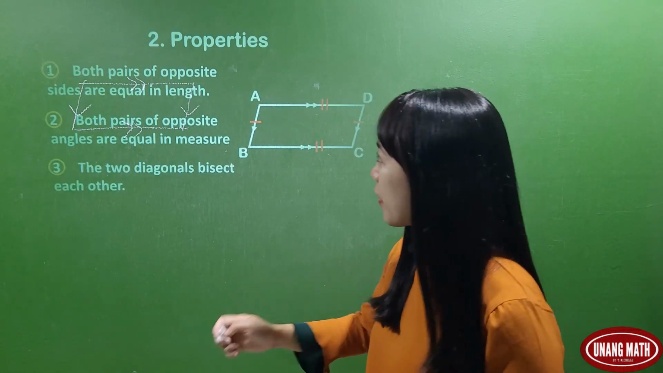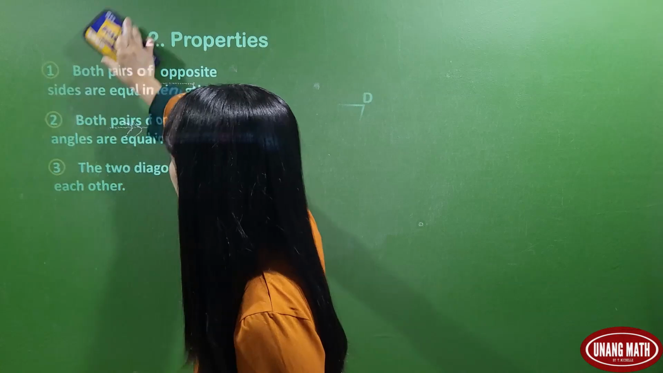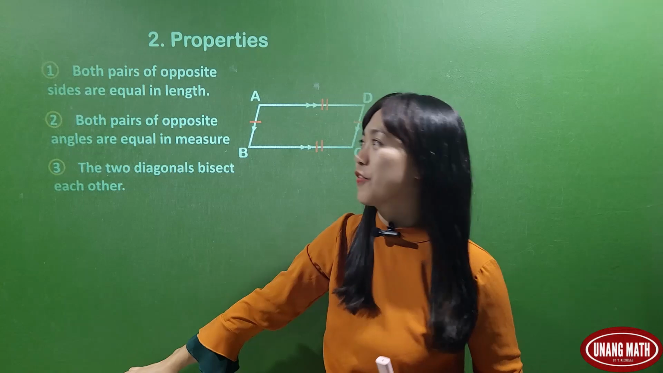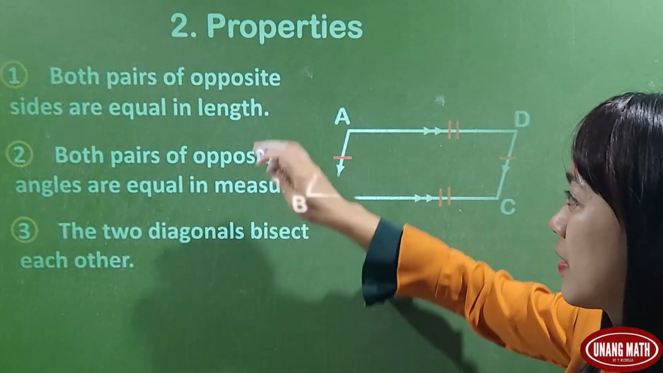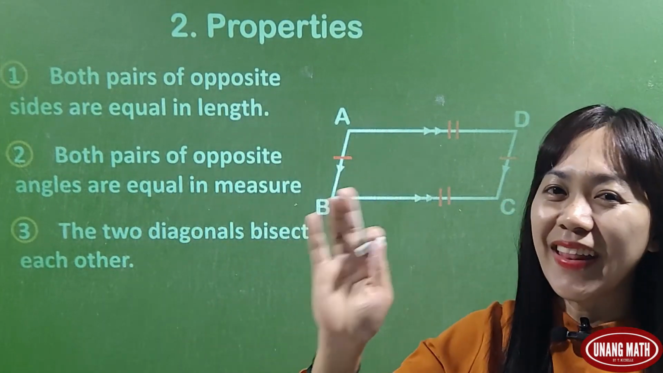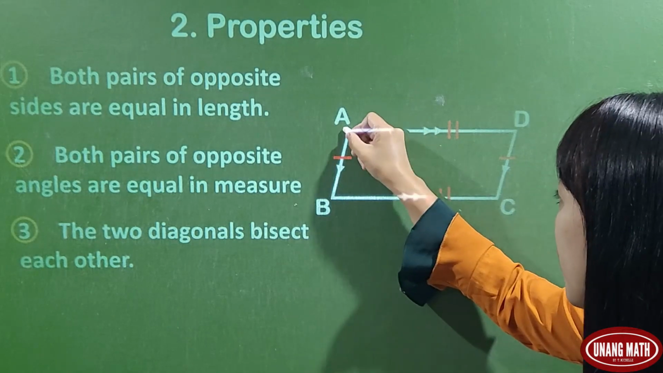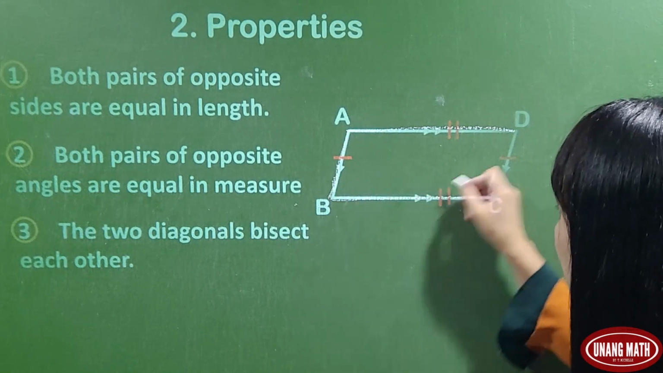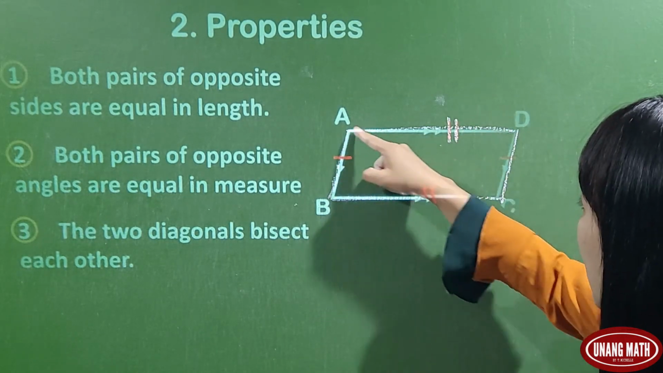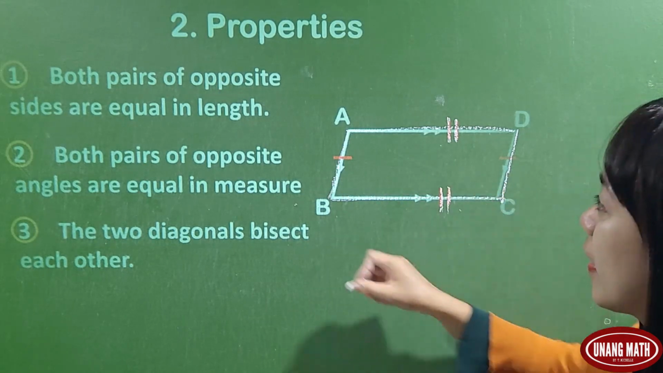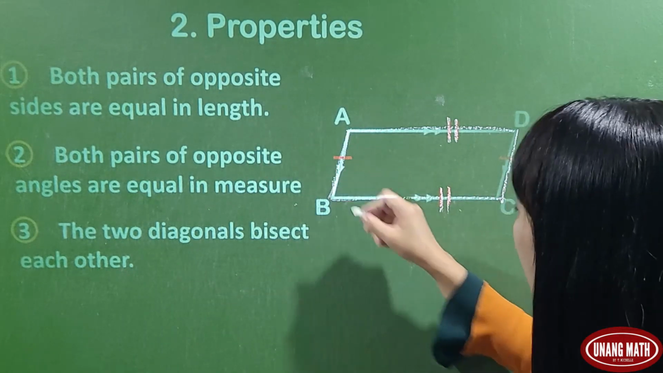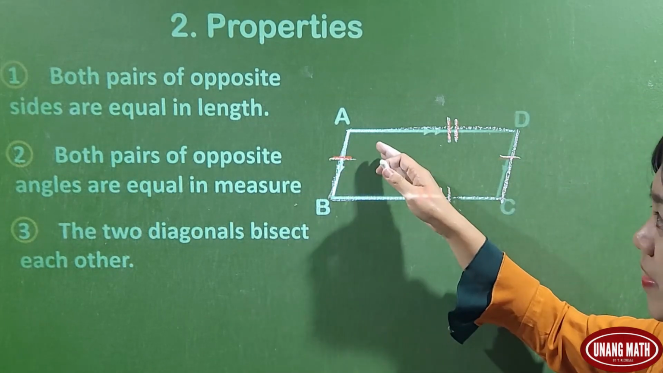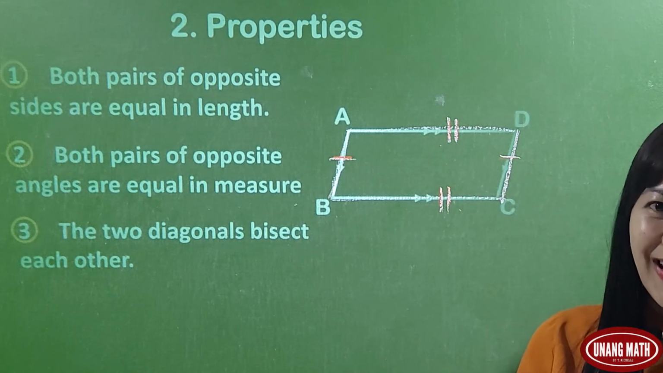Now, there are important properties of a parallelogram that you need to understand and remember. First, both pairs of opposite sides are equal in length. So we are referring to these pairs of opposite sides. According to this one, this side and this side are equal in length. This one and this one are equal in length. Let me explain why these pairs of opposite sides are equal in length.